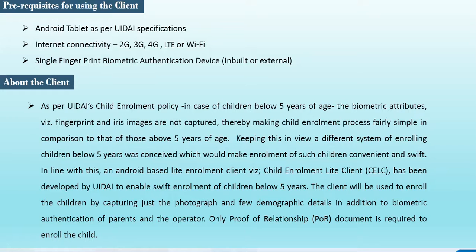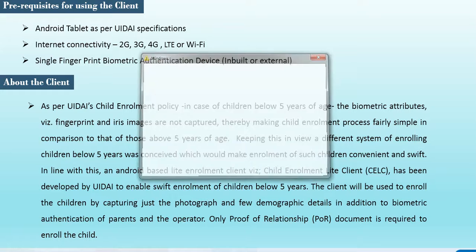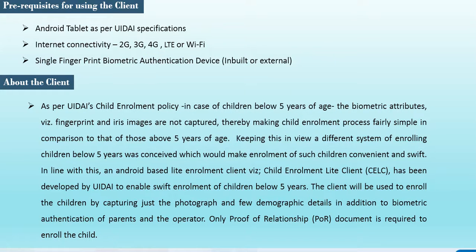They have given some PoR documents as approved documents, but for children's cases, if it is a birth certificate, it is better. It is recommended actually. If a birth certificate is not there with them, then they can provide any other PoR document which is recommended by UIDAI. That can be referred from the UIDAI website. I will give the PoR document list in the description of this video, that you can refer to.